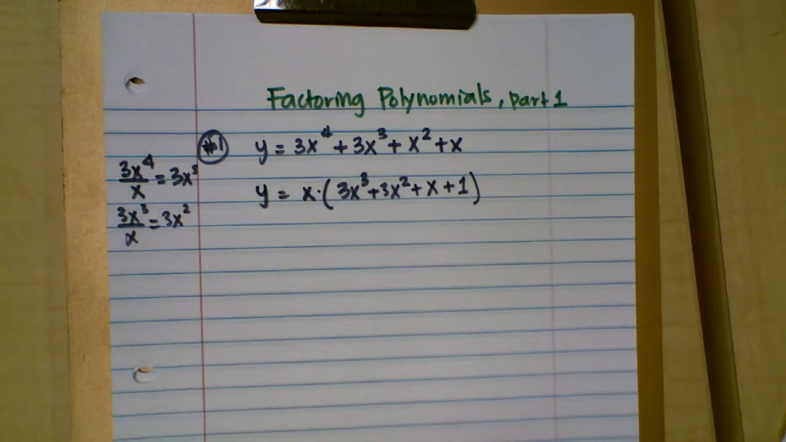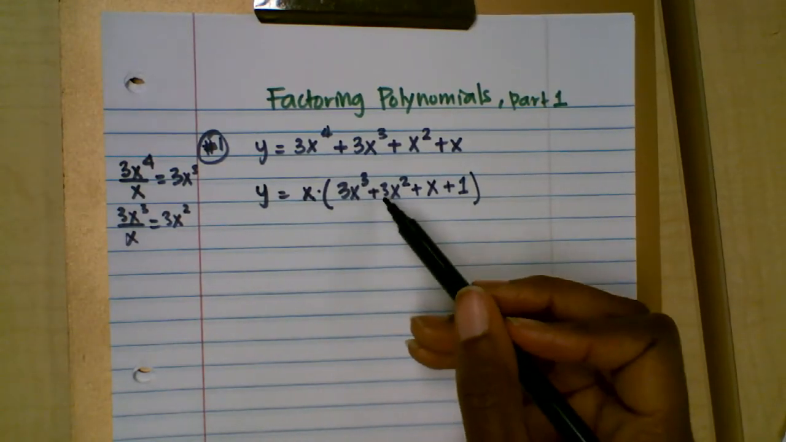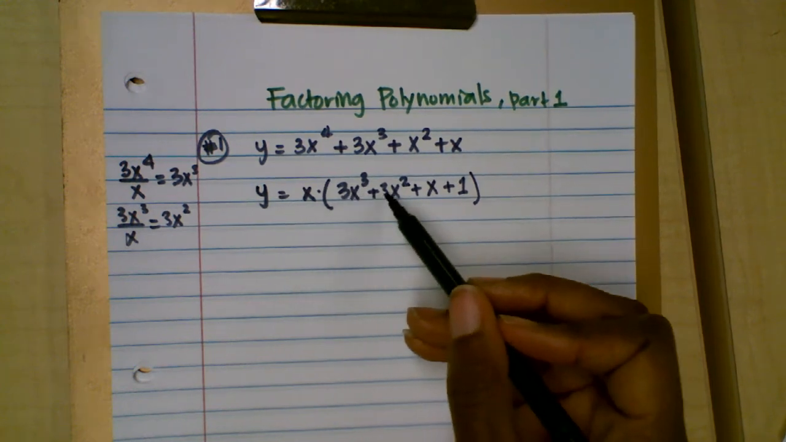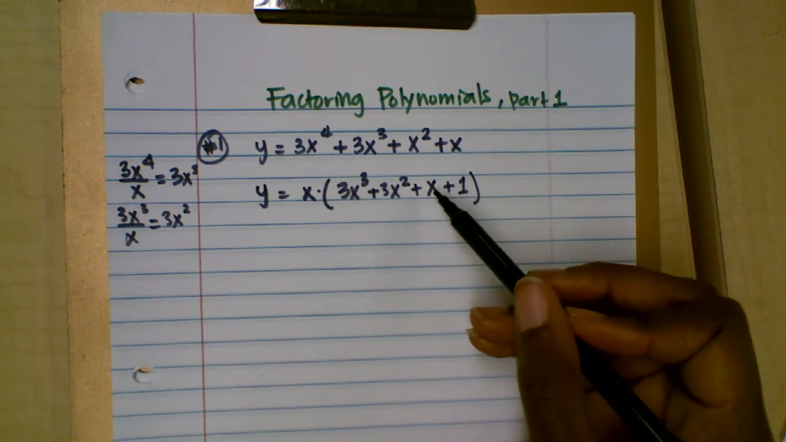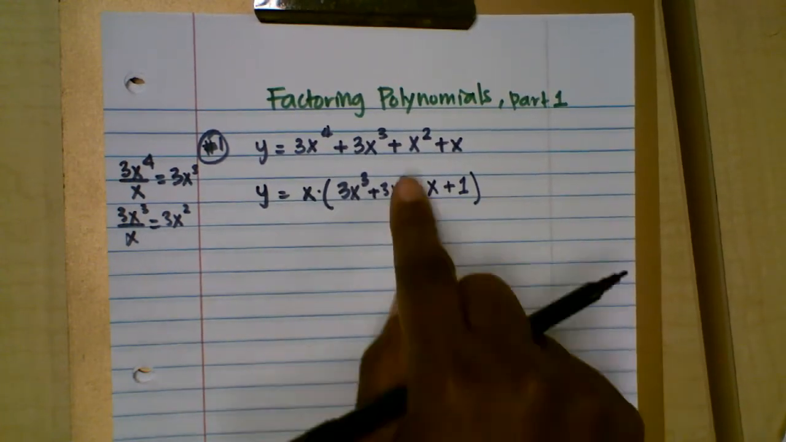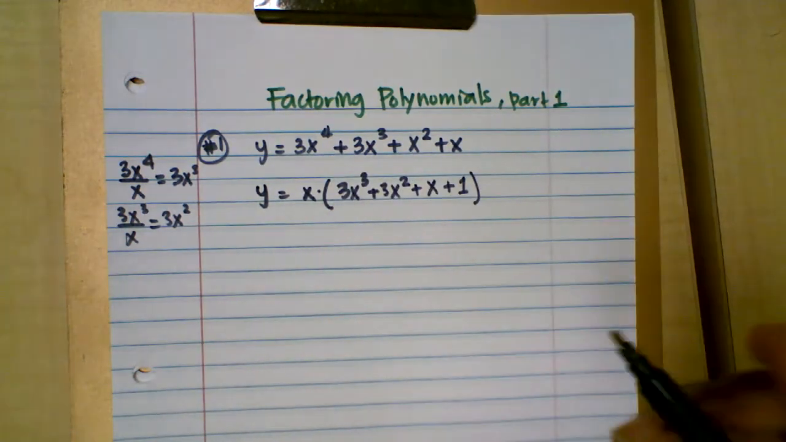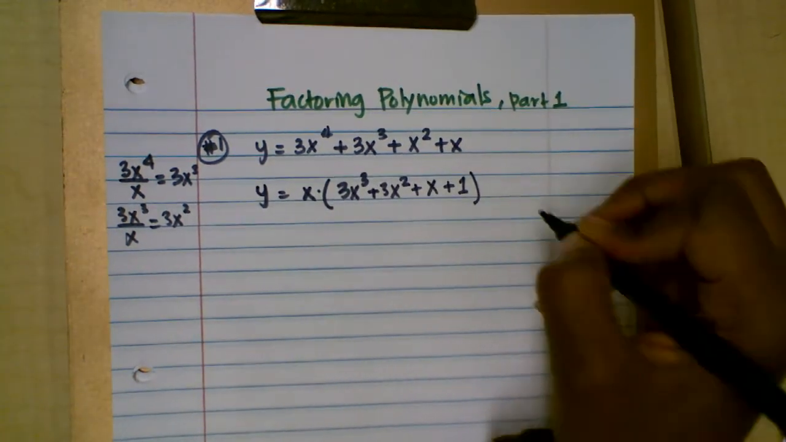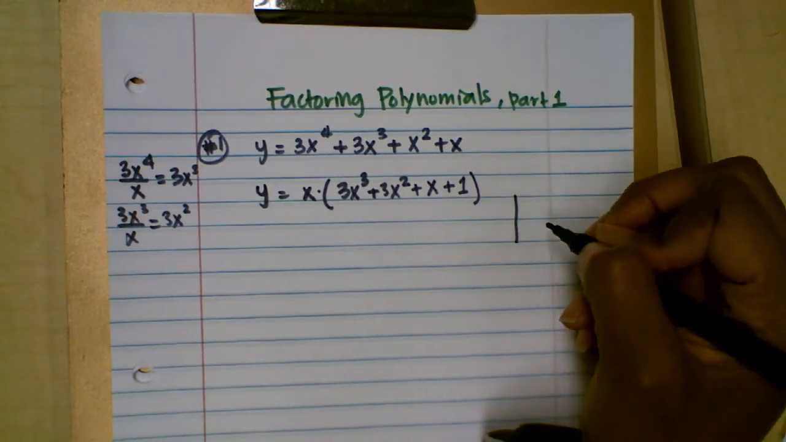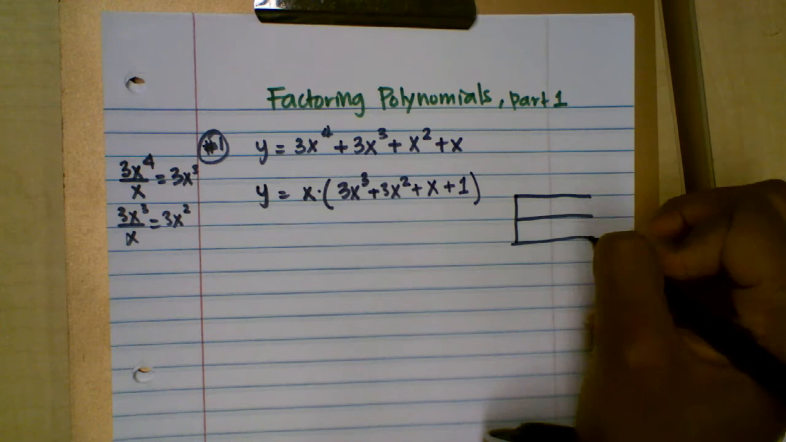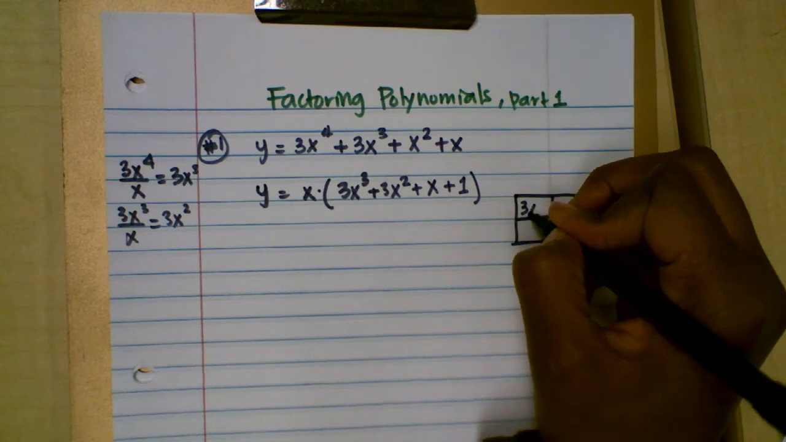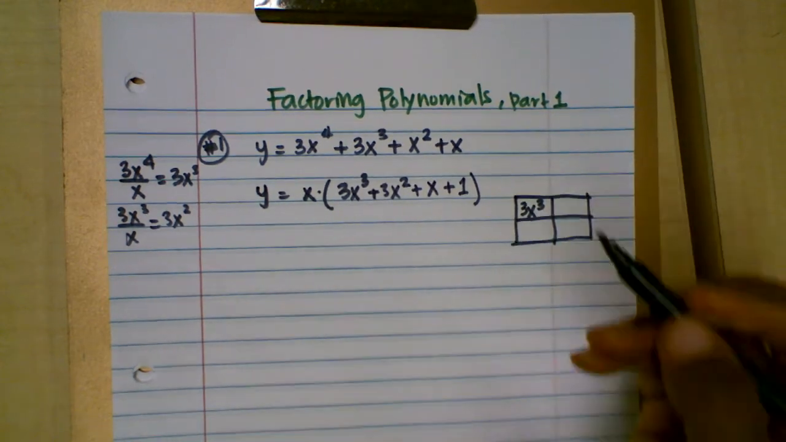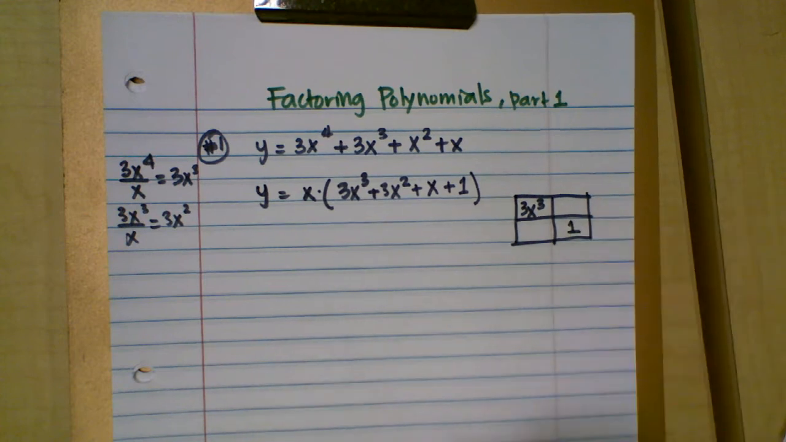Now, again, the ratio of the coefficients of the first 2 terms, which is 3 over 3, is equal to the ratio of the coefficients of the last 2 terms, which is 1 over 1. So I can do grouping here. We can keep factoring this by doing grouping. How would you do the grouping? You're going to draw a box. Let me do the box method. So you draw a box made of 4 squares like this. Inside the top left, always write 3x cubed, the term with the highest exponent, and in the bottom right, the constant. And I'm just going to fill in the rest.